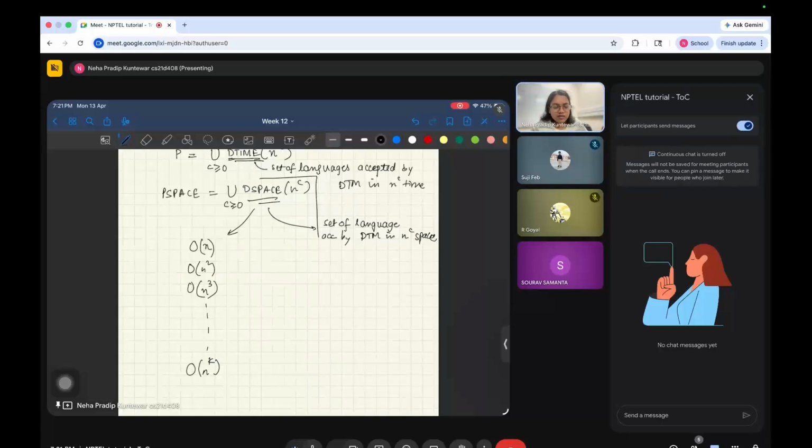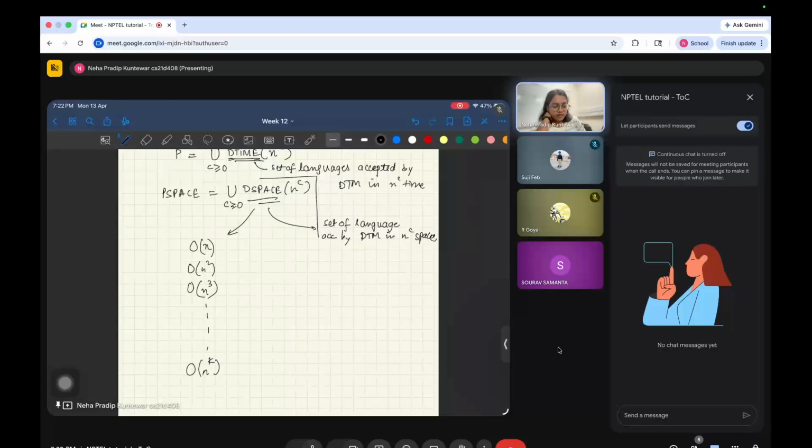I did not understand your question. Sorry. Can you please repeat? These PSPACE and these DSPACE, the deterministic phase. So both measure memory used by a Turing machine, but they differ in determinism and how they are defined.